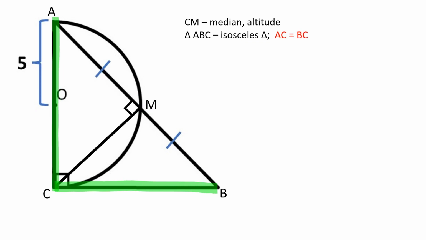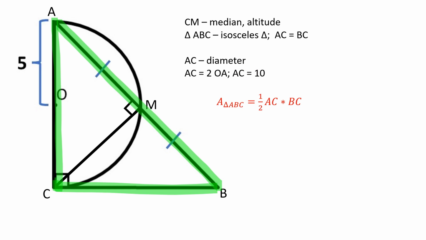AC is equal to BC. AC is the diameter of the circle. AC is equal to 2 times the radius. AC is equal to 10. The area of a right triangle is equal to 1/2 the product of its two legs. The area of the triangle ABC is equal to 50 square units.